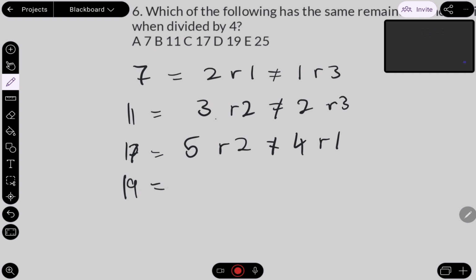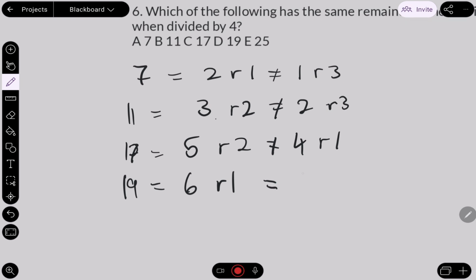19, 6 remainder 1. Is it the same as 4 remainder 3? I'm afraid not. So, by elimination, 25 is our only possible answer, but let's check it. Because if there was like an explain your answer at the end, we would need to know. So, 8 remainder 1 and 6 remainder 1.